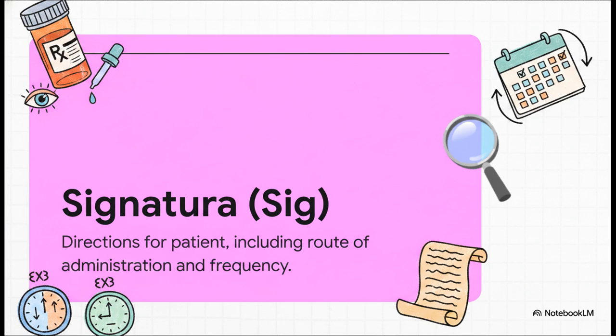Now, while writing these instructions out in plain English is definitely trending for the sake of clarity, traditional Latin abbreviations are still incredibly vital to know. Things like BID for twice a day or QID for 4 times a day. These instructions are exactly what the pharmacist is going to print on the bottle's label for the patient to read.